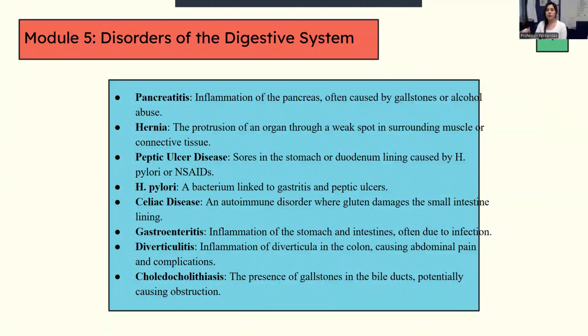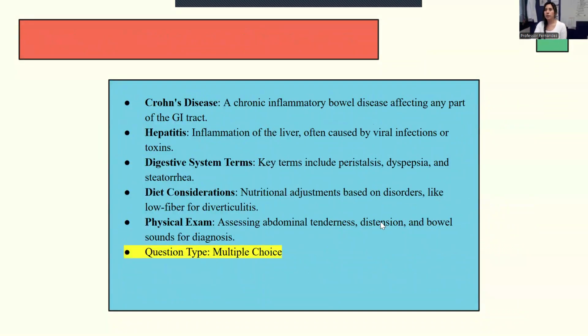Make sure you know what symptoms your patient is feeling, what kind of problems they're experiencing, and what you can do for that. Again, some of these questions are going to be multiple choice as well. There's going to be one question that is true or false.